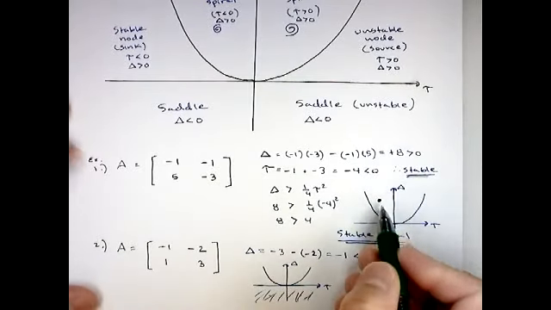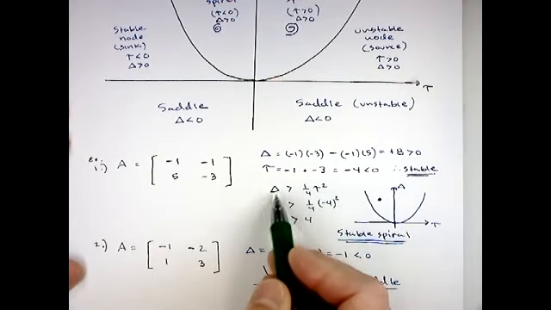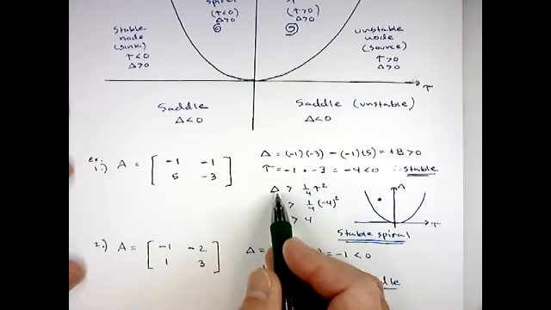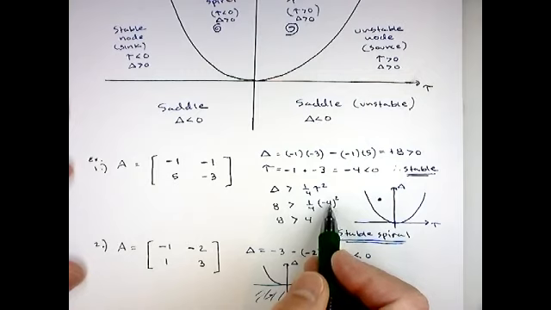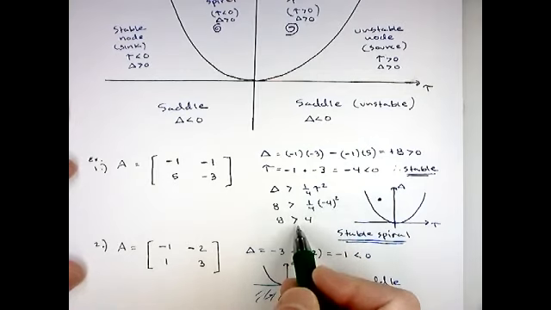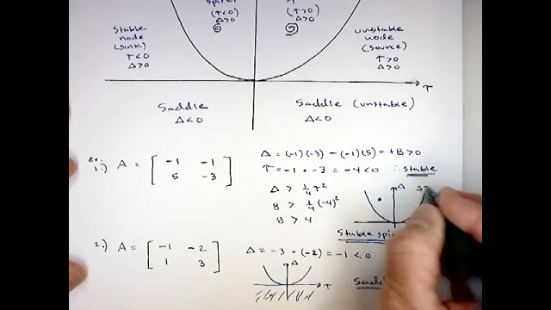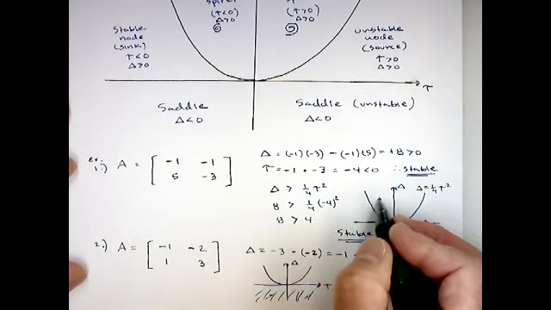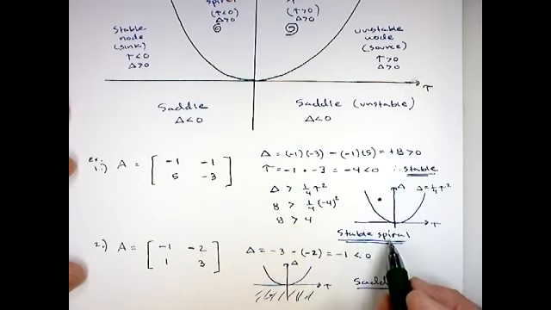To determine precisely which one it is, I have to see which side of the parabola we lie on. And remember, the parabola's equation was delta equals 1/4 tau squared. So I would compute my delta. How does that compare to 1/4 tau squared? Well, 1/4 of -4 squared is 4. 8 is greater than 4. So that tells me my point is above the parabola, right? We're right here. And that indicates a stable spiral.